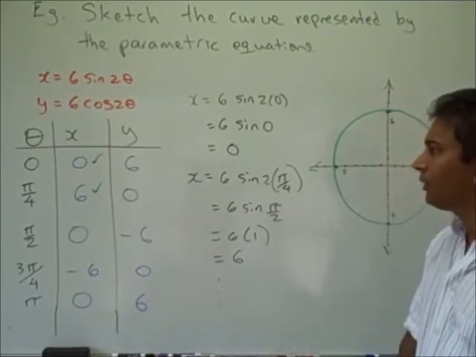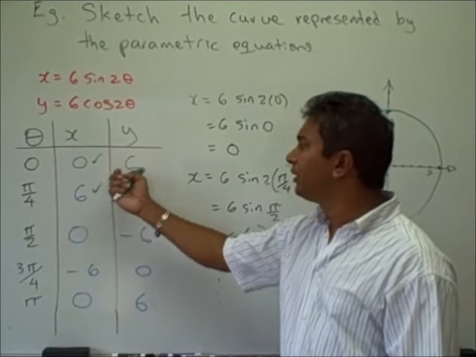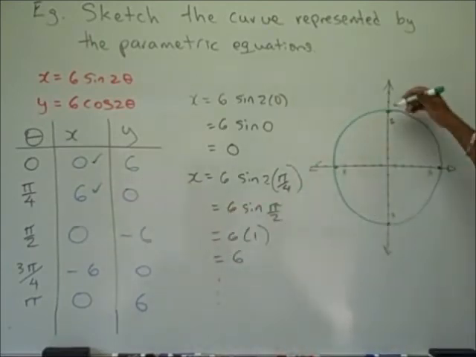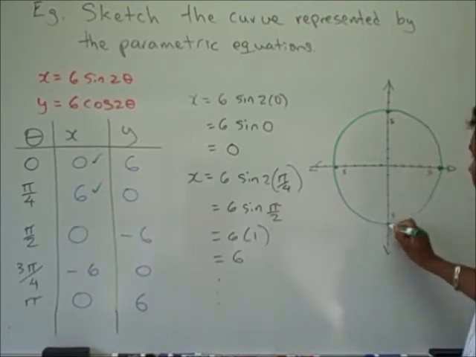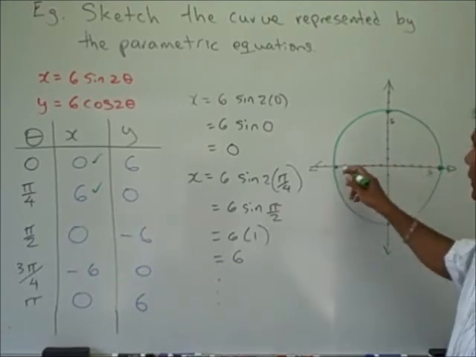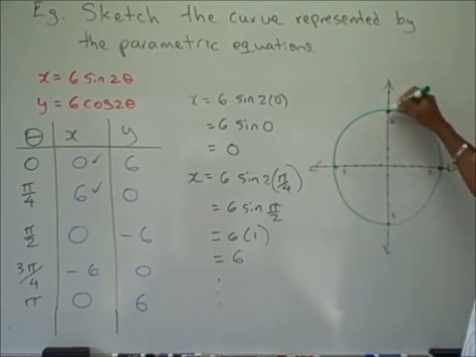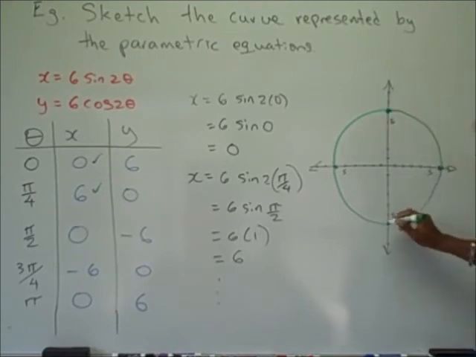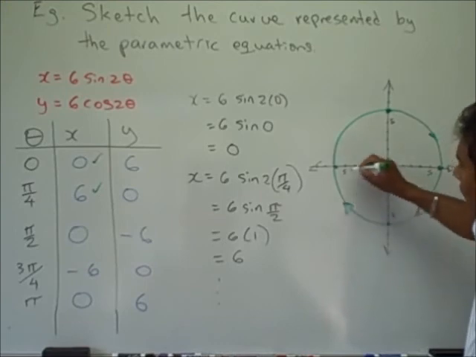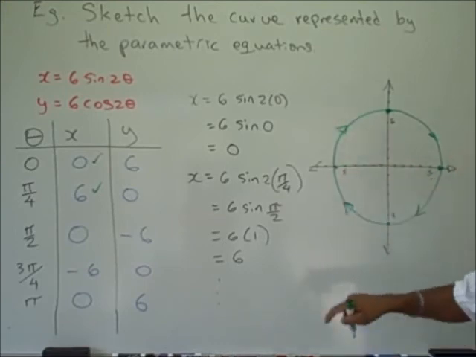Now we need to plot our points. Our first point is 0, 6. Then we have 6, 0. Then 0 and negative 6. Then negative 6 and 0. And then 0 back to 6. Now we can see that when we were plotting our points, we went from here to here to here. So the orientation of our plane curve is in this direction, in a clockwise direction.